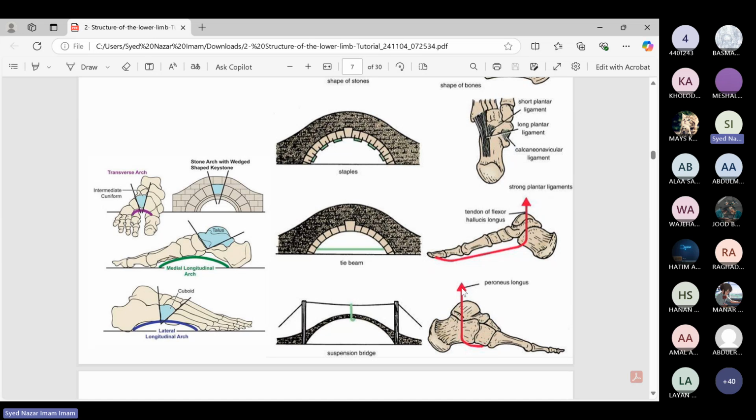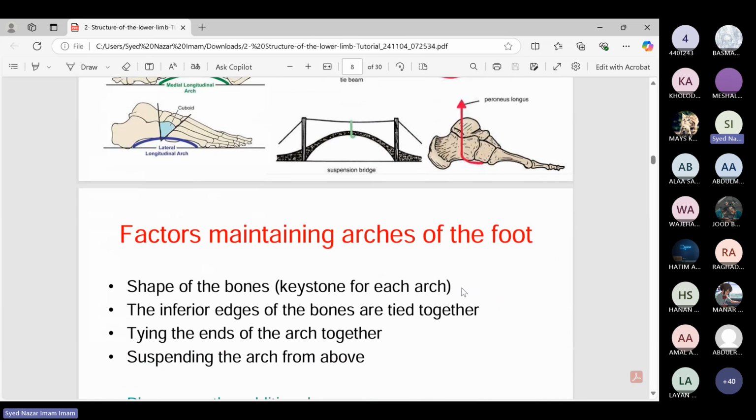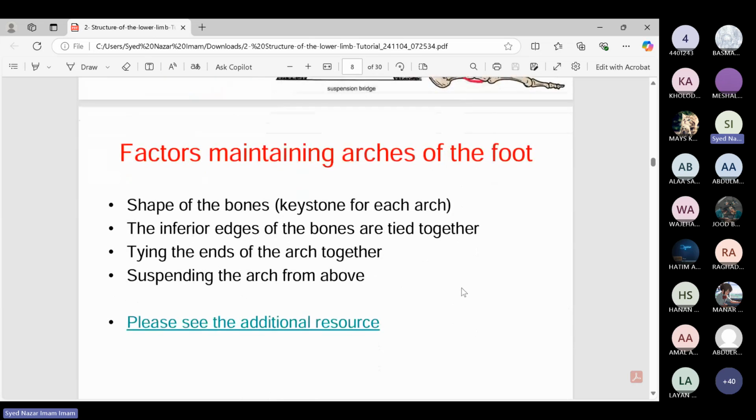So there are two things about the arches. One is how this arch is formed. What are the bones which form the arches? What are the key bones for each arch? So you have to remember the talus, the cuboid, and the intermediate cuneiform. Then how these arches are maintained. So you can see these are the factors maintaining the arches. Shape of the bone, inferior edges of the bones are tied together by the ligaments, and then these arches are suspended from above by the long tendons of the muscles, flexor hallucis longus and peroneus longus.